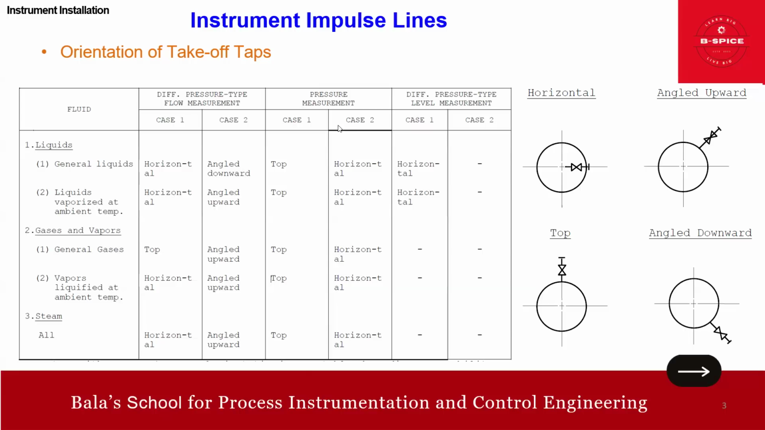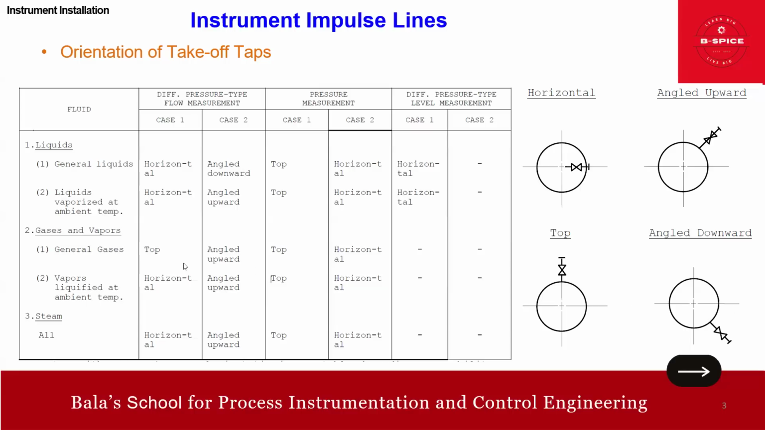Okay, now we'll go into the pressure. See, pressure case, both are top. This one, okay, normal pressure, and of course, horizontal, case 2, right? Differential pressure level, we have a case 1, which is horizontal. This one, horizontal. Then gases and vapor, general gases, and vapors liquefied at ambient temperature. So the case 1 is the top, okay? And you have an angle upward, right?